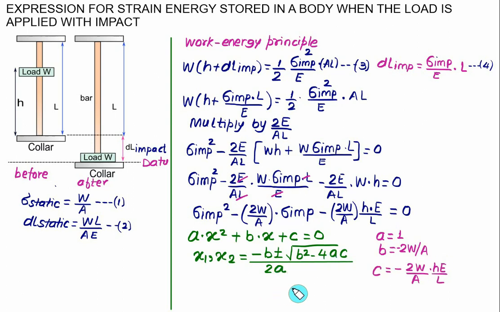Now, as far as W by A is considered, we can replace W by A with sigma static. So we get B equal to minus 2 times sigma static. And similarly C we can change: W by A replaced as sigma static, so we have minus 2 times static stress multiplied by H multiplied by E divided by L. We'll substitute these values here and solve for sigma impact. The remaining part of the derivation we will discuss in the next video, that is in part 2.